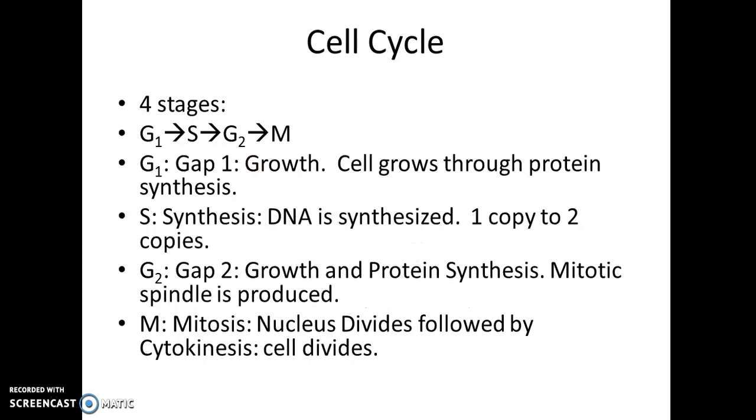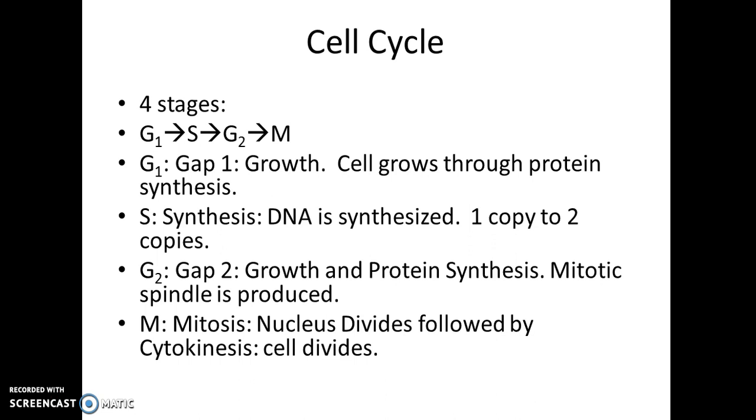The cell cycle is broken down into 4 phases. Now it's a cycle, so it goes in a circle. We're going to start off with G1 because that's a good place to start. G1 stands for gap 1, and in gap 1 the cell grows. So how does the cell grow? It goes through protein synthesis. And you know all the steps to protein synthesis, so you should be able to describe G1 in great detail.